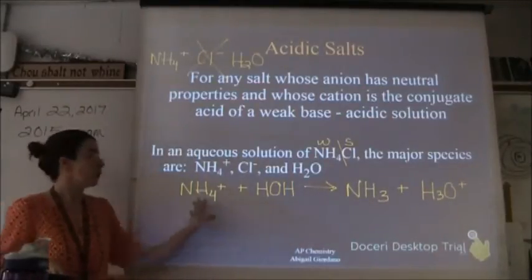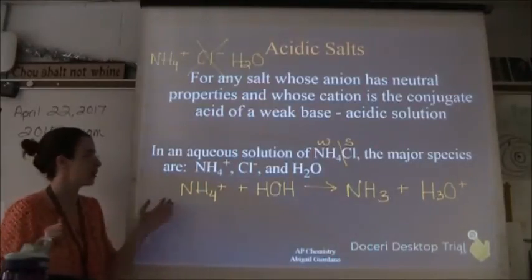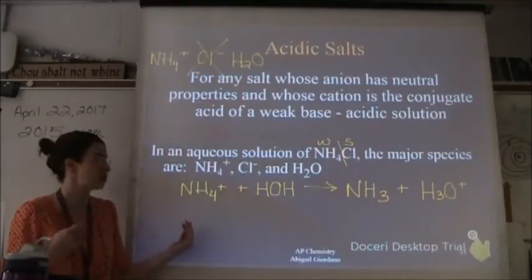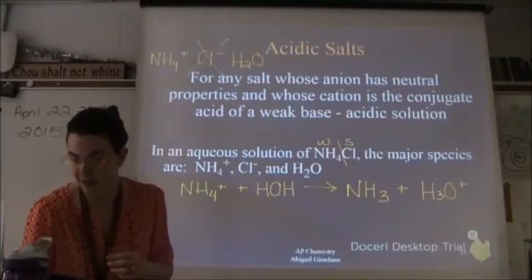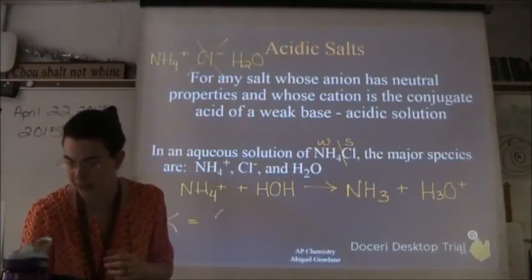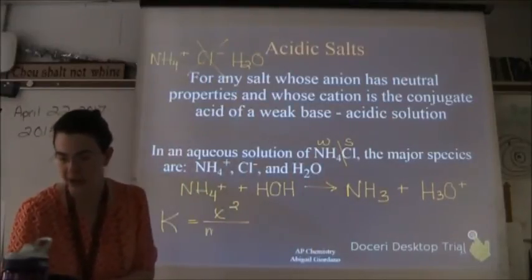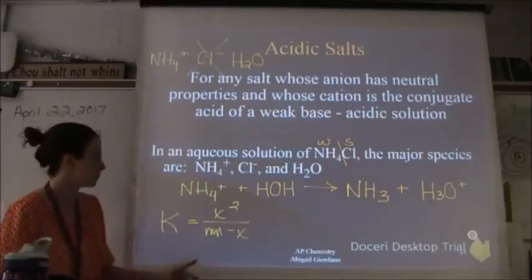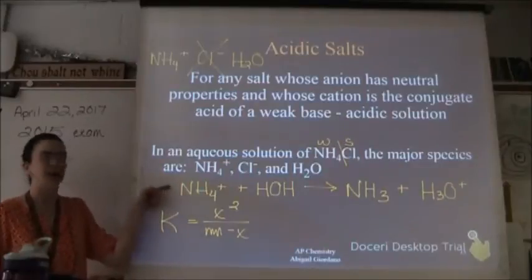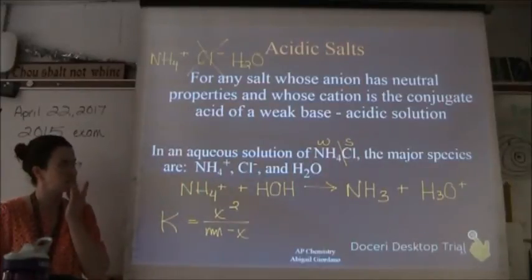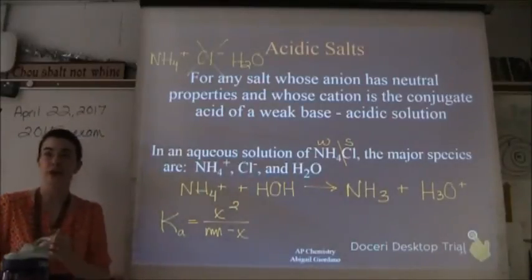Now, if I were asking you not just to predict whether this is acidic, neutral, or basic, but to calculate a pH, you'd have to do an ICE table. And let's see what you remember from last class. At the bottom of that ICE table, you'd have x squared over some number minus x. What kind of K would you want for this particular reaction? Ka. Do you remember how you know that for sure?